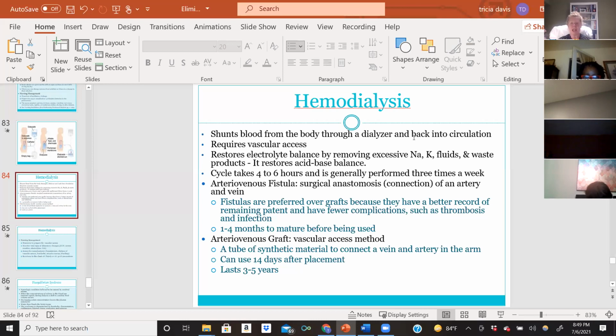With the fistula, they're doing a surgical anastomosis, which is a connection of that artery and vein. With the graft, they're connecting the artery and the vein together with some synthetic material. So as you could guess, it doesn't last as long, maybe 3 to 5 years. But the advantage is that you can use it 14 days after it's placed.